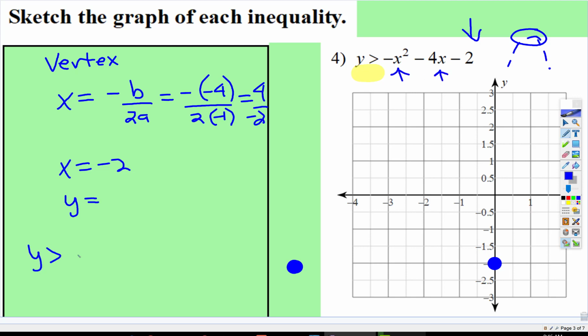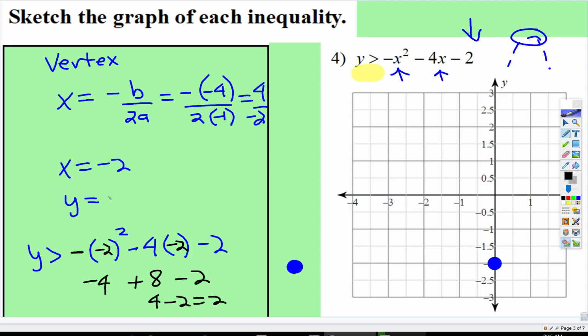So to find the y value, we plug -2 in where all those x's are. So we have y is greater than -x squared, subtract 4x, subtract 2. And where those x's were, we're going to plug in -2. Well, -2 squared is 4. The opposite of 4 is -4. -4 times -2 is +8. Subtract 2. Well, -4 plus 8 is 4. 4 subtract 2 is 2. So y would equal +2. So when x is equal to -2, y is equal to +2.